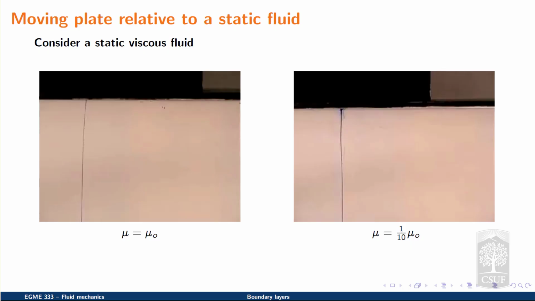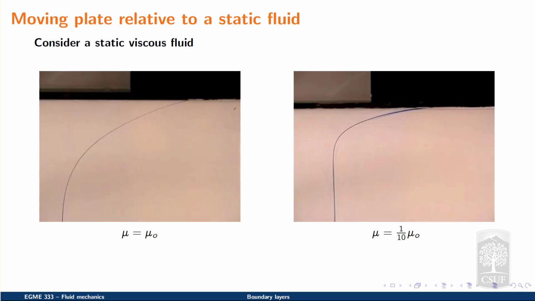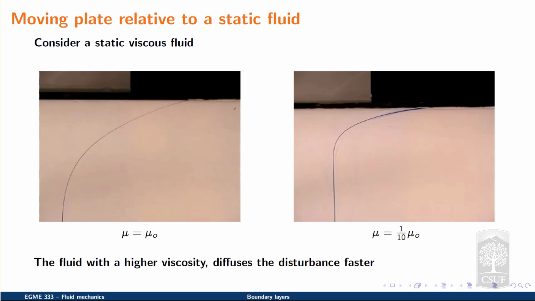So if we compare both cases, the case where the viscosity is higher, the left-hand side, the influence of the motion of the boundary penetrates the flow or diffuses into the flow faster than the case where the viscosity is 10 times less. So we can say that the fluid with a higher viscosity diffuses the disturbance faster into the flow. Or if we think about it in terms of a boundary layer, flows with higher levels of viscosity or lower Reynolds numbers will grow the boundary layer faster than flows with higher Reynolds numbers.